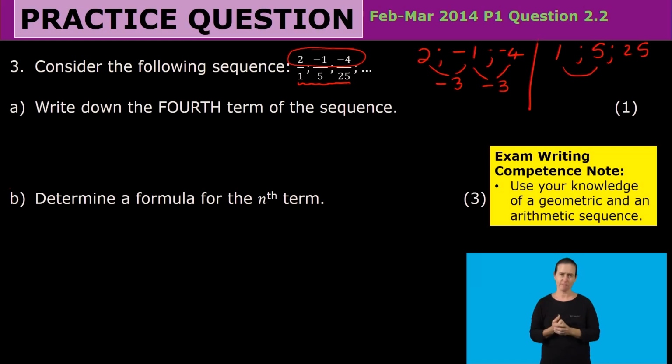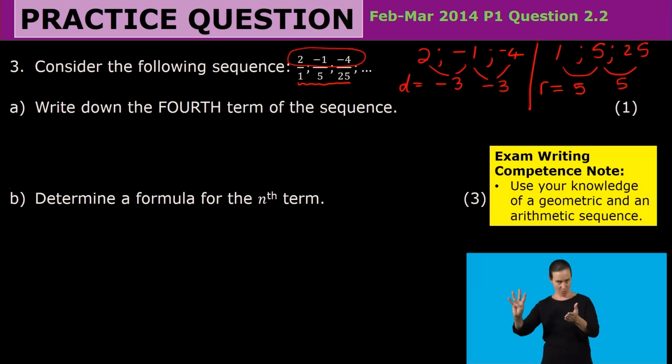Well, we can see that if we say T2 divided by T1, that is going to give us a 5. And again, if we say T3 divided by T2, that's also going to give us a 5. So with the denominators, we have a common ratio, and with the numerators, we have a common difference. That means that the numerators form an arithmetic pattern and the denominators form a geometric pattern. Our question says, write down the fourth term of this sequence.